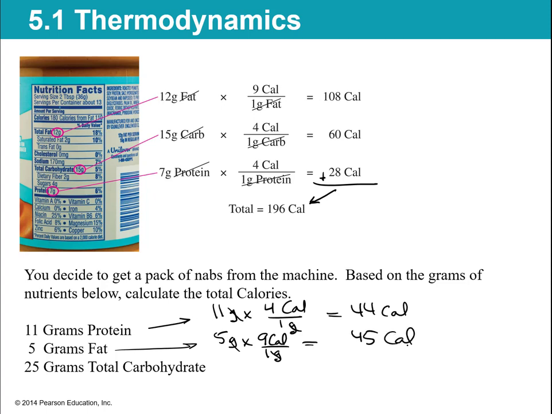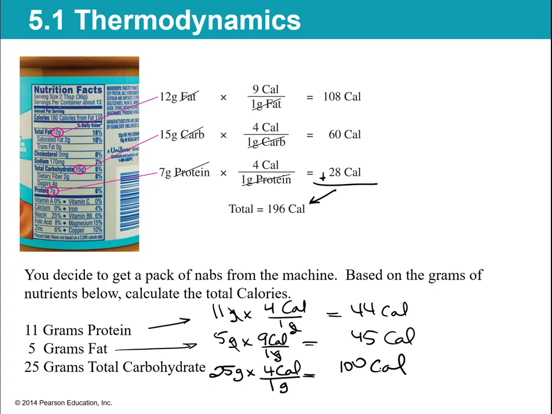And then the last one has 25 grams of total carbohydrate. So 25 grams times, what would that last one be? Proteins have 4 calories per gram. Fat has 9 calories per gram. Carbohydrates have 4. So this will be 100.